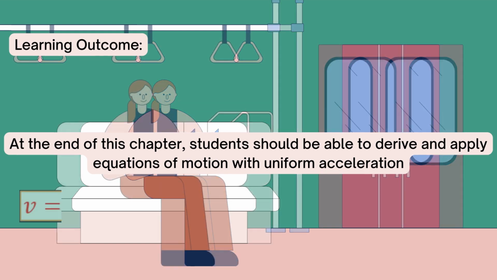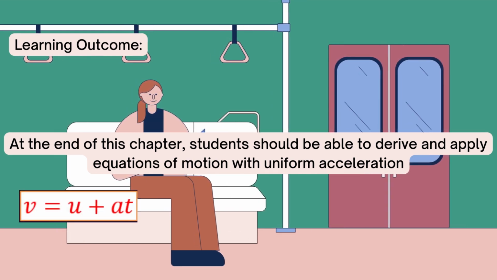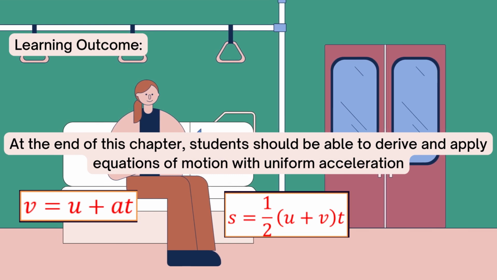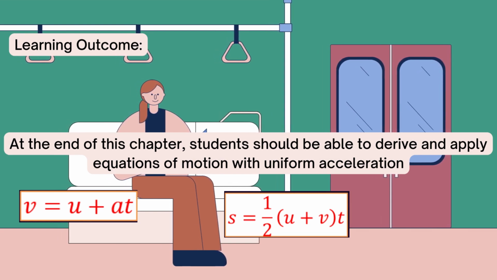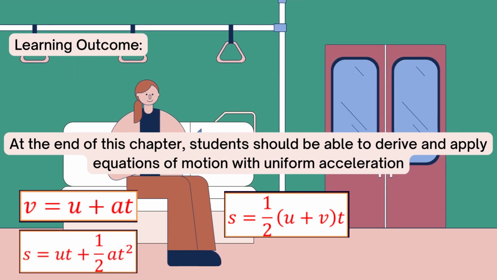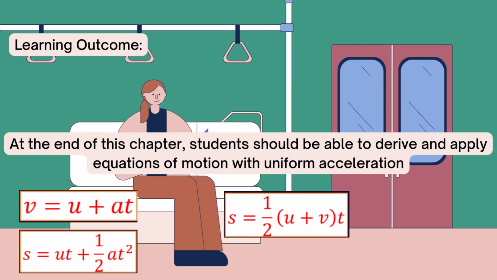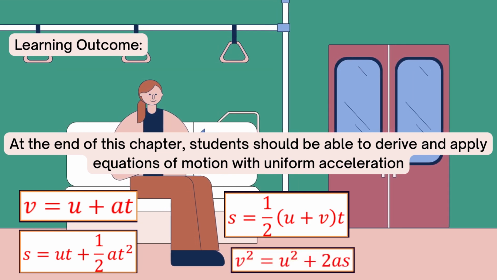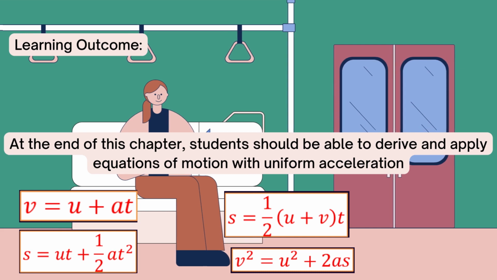First equation of motion, relating initial and final velocity to acceleration and time. Second equation, relates displacement, initial velocity, final velocity, and time. Third equation, relates displacement, initial velocity, acceleration, and time. And fourth equation, relates final velocity, initial velocity, acceleration, and displacement.